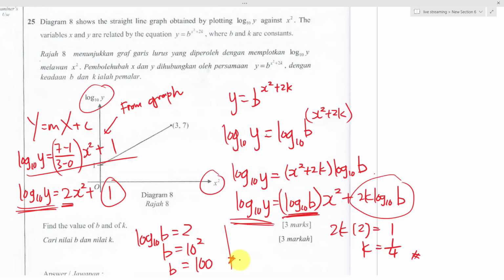Is there anything you want to ask? Yeah, linear law is one of the easiest topics. Make sure you do this topic because it's quite easy.